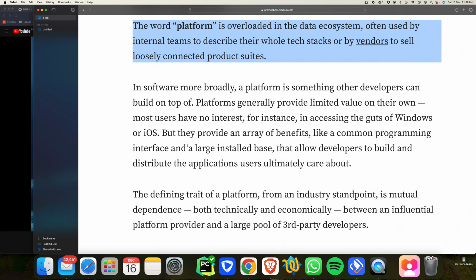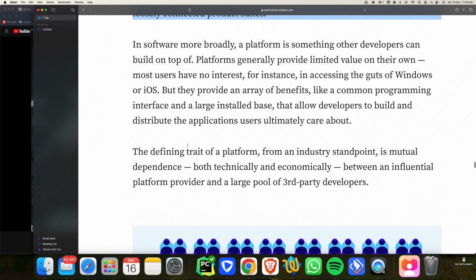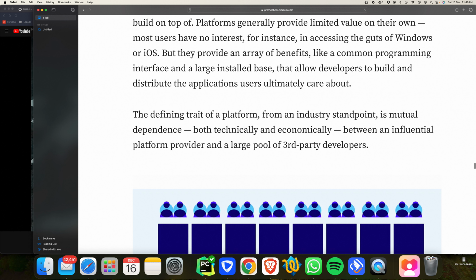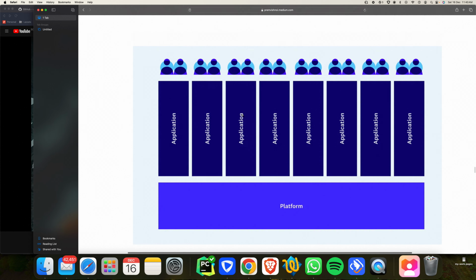In software more broadly, a platform is something other developers can build on top of. Platforms generally provide limited value of their own, and most users have no interest in, for instance, accessing the guts of Windows or iOS. But they provide other benefits, like a common programming interface and a large installed base that allows developers to build and distribute applications users ultimately care about. So the defining trait of a platform, from an industry standpoint, is the mutual dependency, both technological and economic, between the influential players. With platform adoption, a lot of users will adopt and use it.